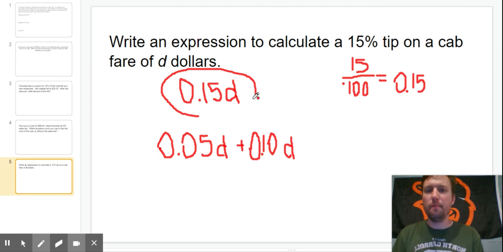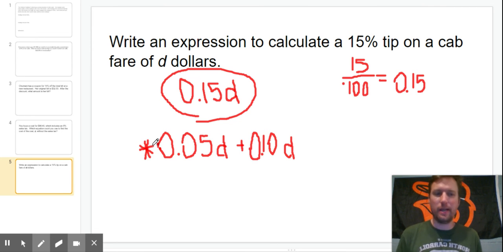This one makes a whole lot of sense to me. This one would be one that you could use, but you're getting a little bit fancy. I'm not sure why you would solve it that way. So what we have done is we have written an expression to calculate 15% of the fare of D dollars.